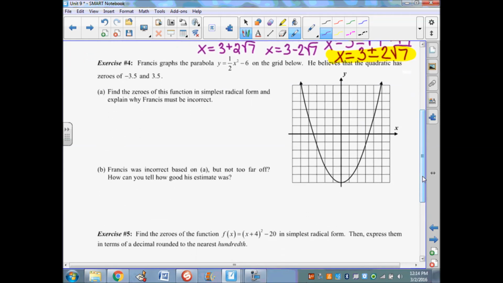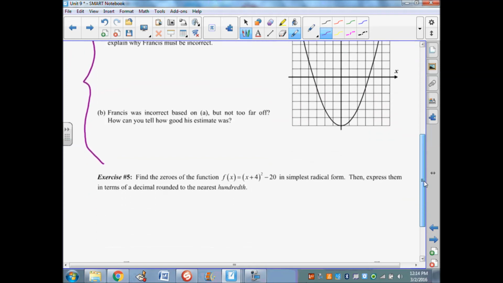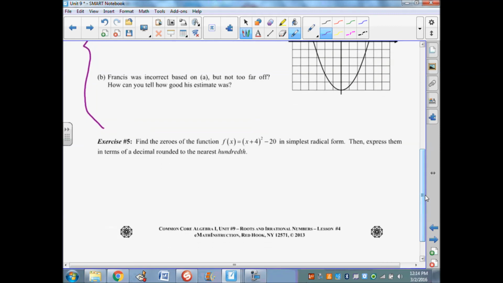You guys are going to do all of number 4 on your own. Okay, so that one brings in that graphing piece that I've been talking quite a bit about. And let's do 5 and we'll be done.